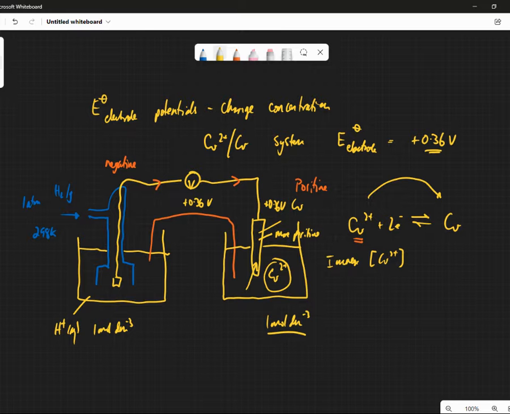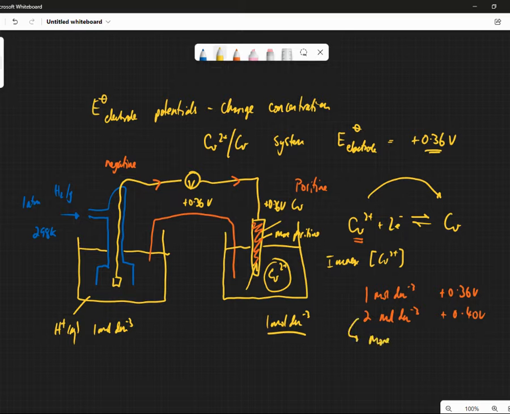Does that make sense? This bit of metal gets more positive. So it may have been at 1 molar, 1 mole per decimeter cubed, at plus 0.36 volts. But let's say at 2 molar, and I'm guessing these numbers, obviously, it might go up to 0.4. It becomes more positive, okay?